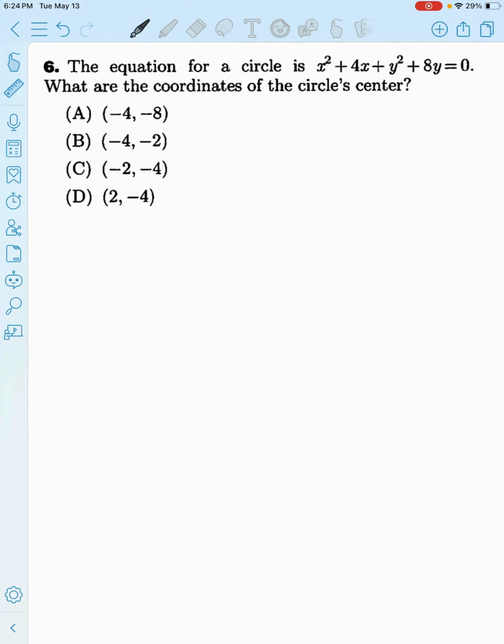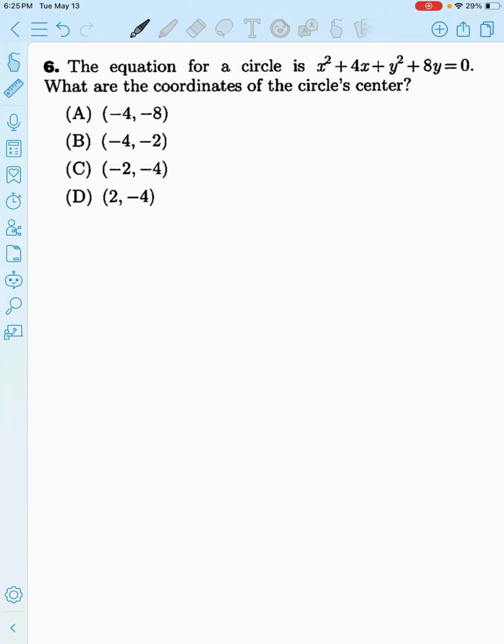Just to mention, we have another video where we talked about how we can get the equation of a circle from 2 points. We'll have the center and a point on the circumference. So this problem kind of gives you the opposite. They give you the equation and you have to find the center point and the radius.